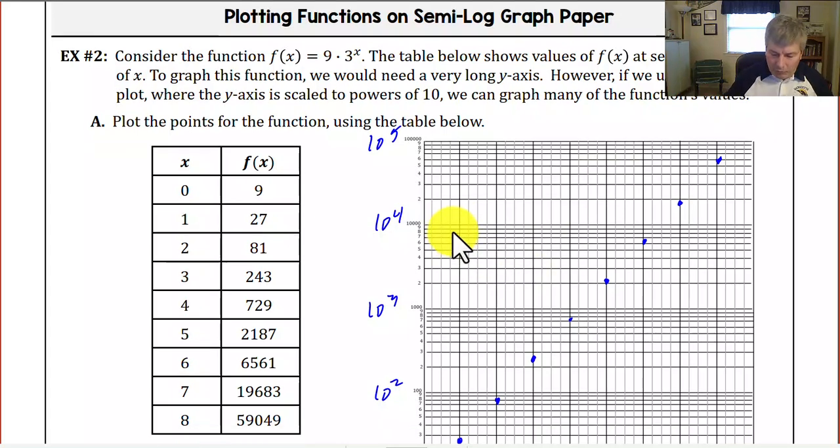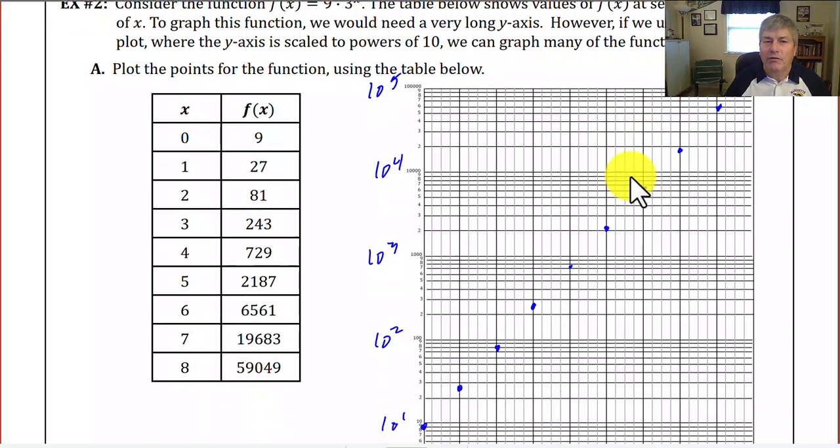So now in example 2, we're asked to consider the function f of x equals 9 times 3 raised to the x. The table below shows the values of our y values, or f of x, at selected values of x, so our inputs and our outputs. To graph this function, we would need a very long y-axis. However, if we use a semilog plot, where the y-axis is scaled to powers of 10, we can graph many of the function's values, or get a pretty good sense of it.